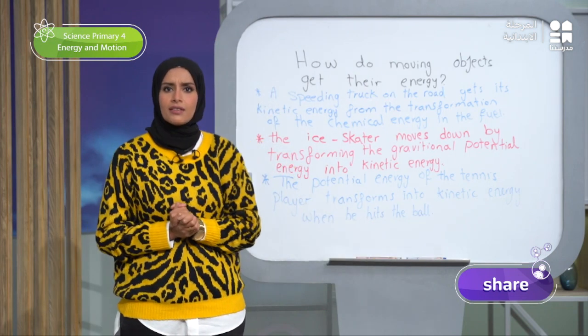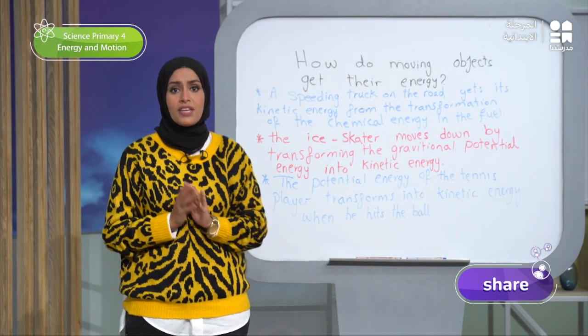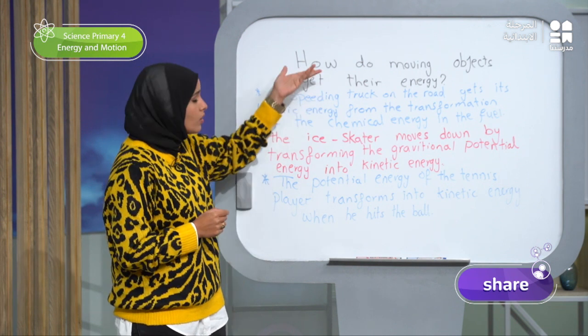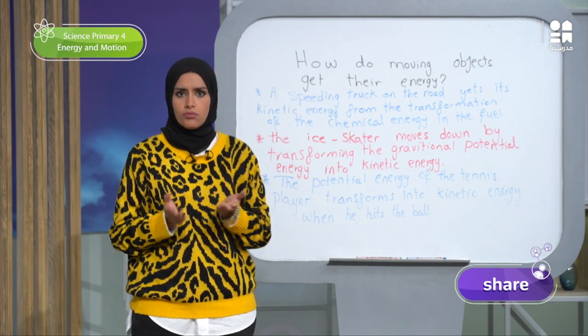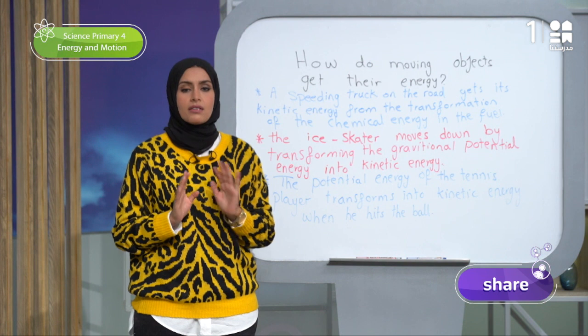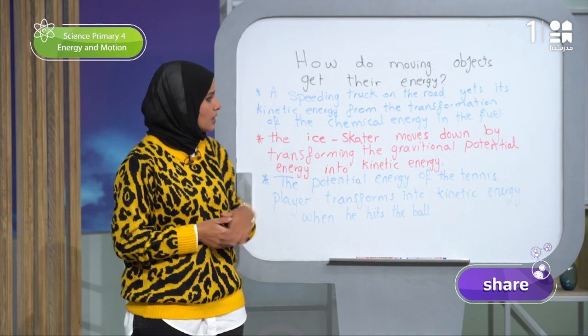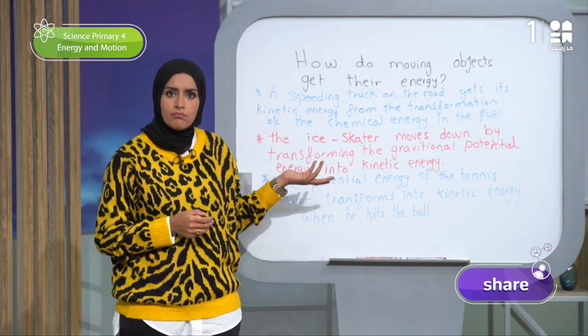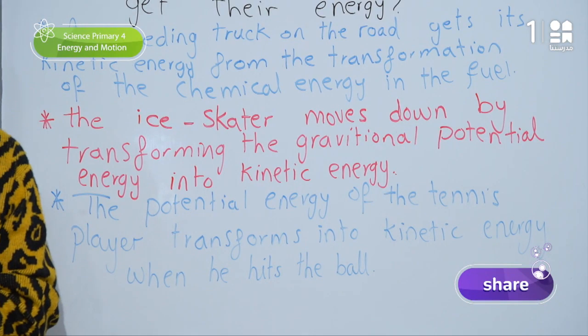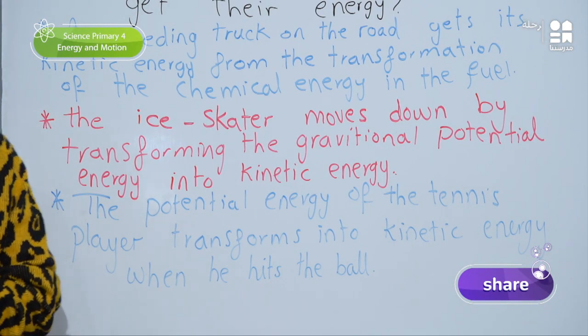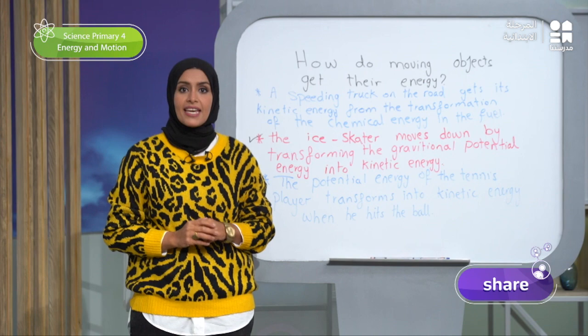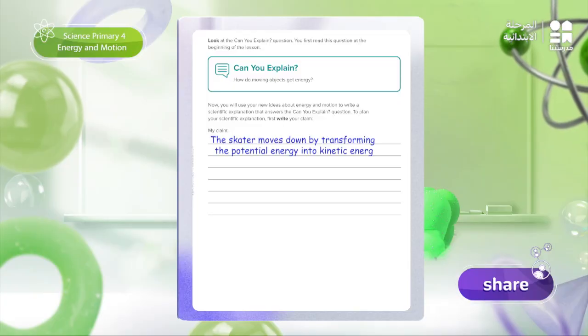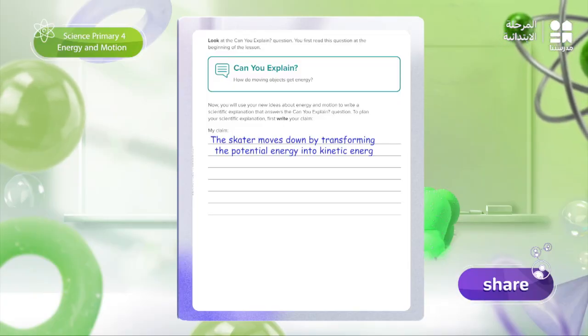What do you think? If you look at the question, you will notice that all these sentences are right and they all answer the main question. So, do I have to choose any one? Yes, let me choose any claim to complete. The claim that I'll choose is the skater moves down by transforming the potential energy into kinetic energy.